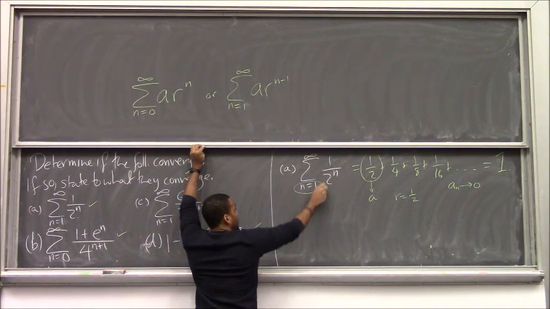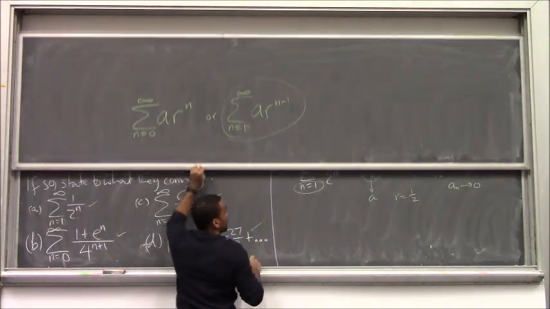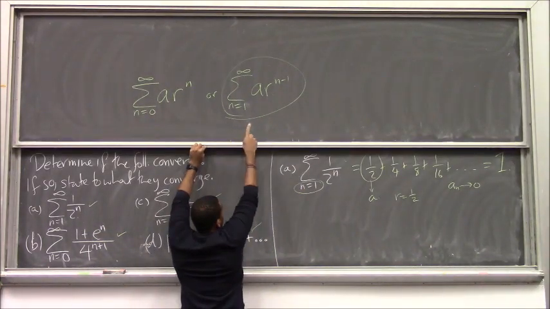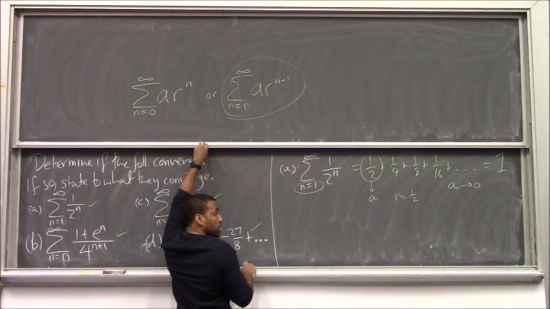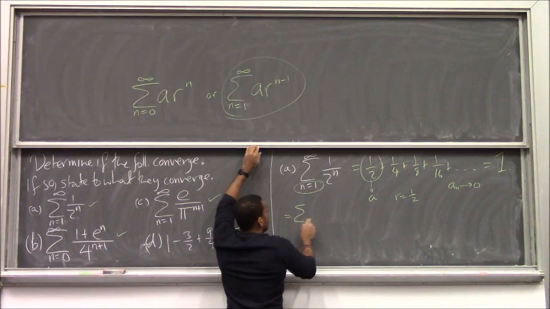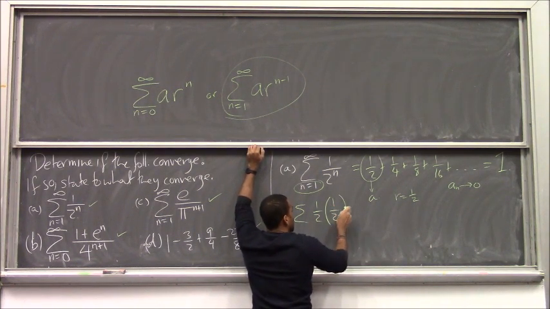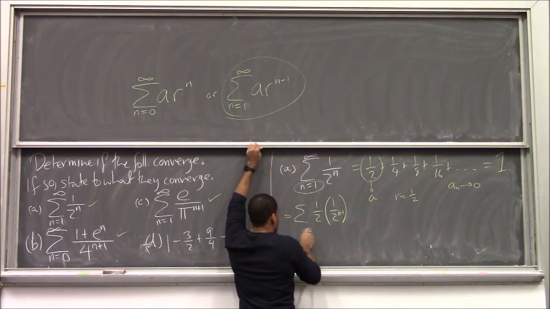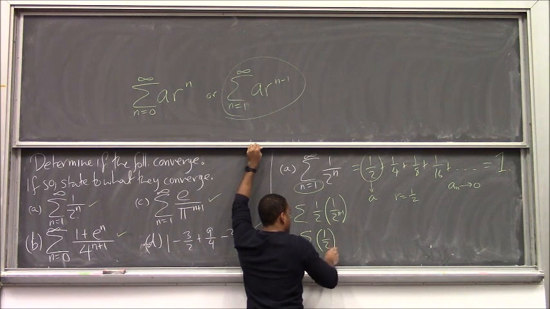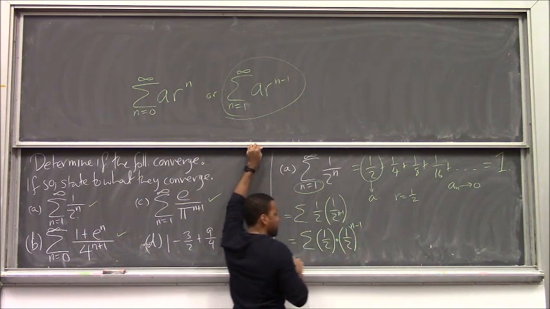This starts from 1, which means let's get this to look like that guy. Now, how would I get this to look like that guy? You factor out a half, right? Now, what are you going to have left over? Well, a half to the n minus 1, right? Or another way to think of that is a half times a half to the n minus 1.